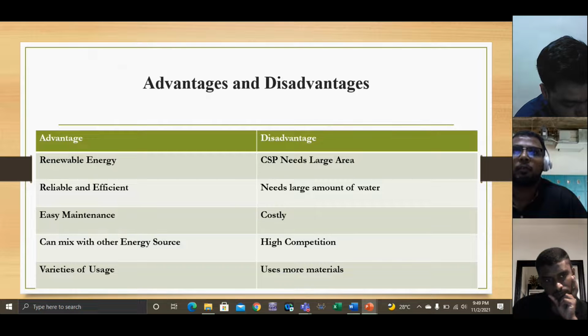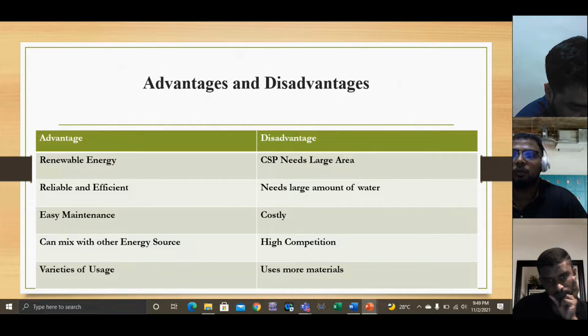The second advantage is reliable efficiency. CSP also provides a continuous source of electricity, in comparison to solar photovoltaic and wind power, which provide intermittent supplies. Third is easy integration. CSP can be easily integrated into existing steam-based power plants, even those where fossil fuel can be used for CSP systems.